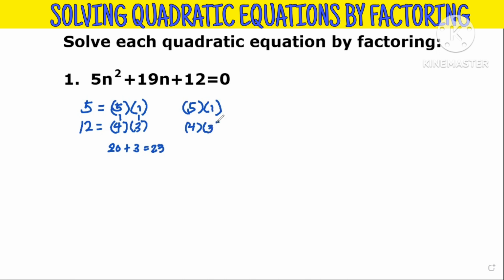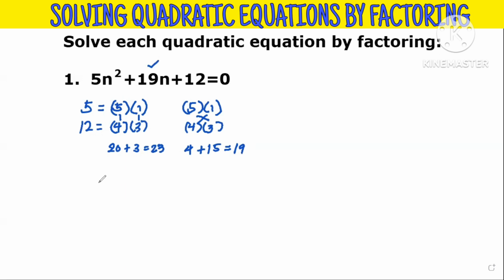What if I pair 5 with 3 this time and 1 with 4? The product of 1 and 4 is 4, and the product of 5 and 3 is 15. Now, if I add these two, that would give me a sum of 19, which is the sum that we want, no? Yan ang target natin, yung middle term. So, we have the right combination, no?